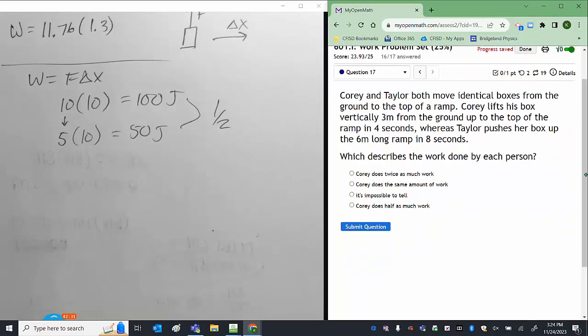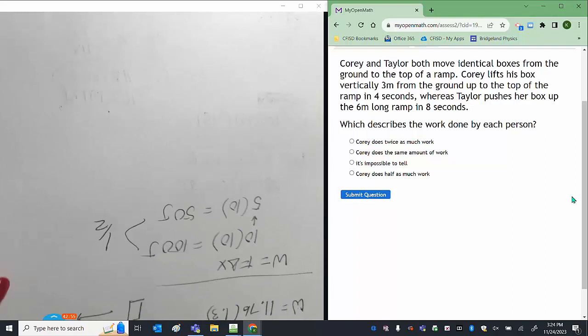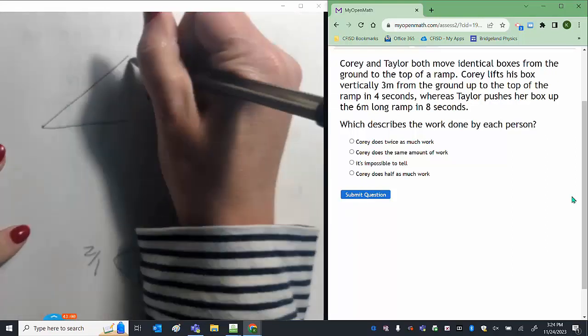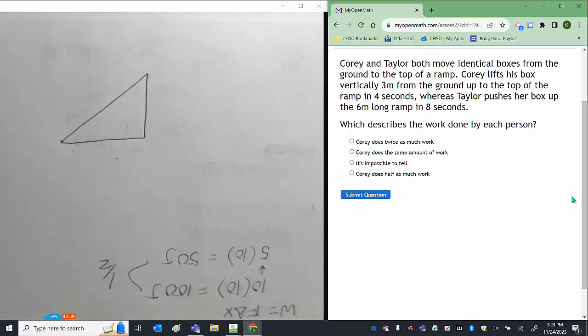Last question, number 17 says, Corey and Taylor both move identical boxes from the ground to the top of a ramp. Corey lifts his box vertically 3 meters from the ground up to the top of the ramp in 4 seconds, whereas Taylor pushes her box up the 6-meter long ramp in 8 seconds, which describes the work done by each person. Okay, I'm going to draw a picture to help us see this a little bit better. So this is a scenario where we have 2 people, and we had a picture kind of like this in our notes, both of them trying to get boxes to the top of this ramp.